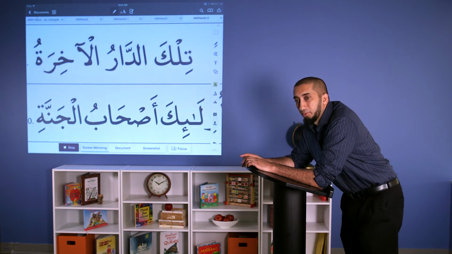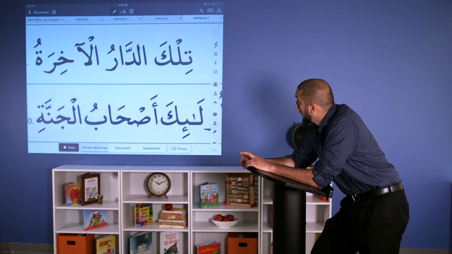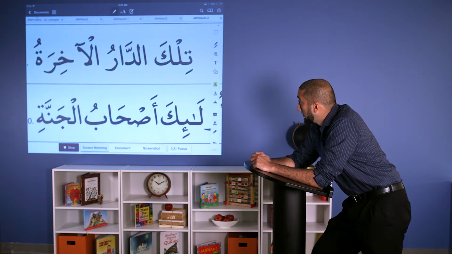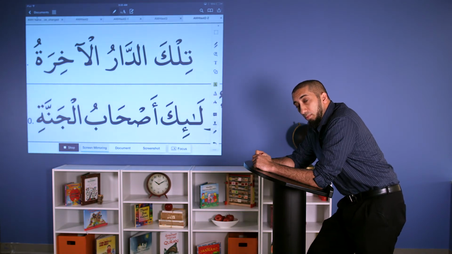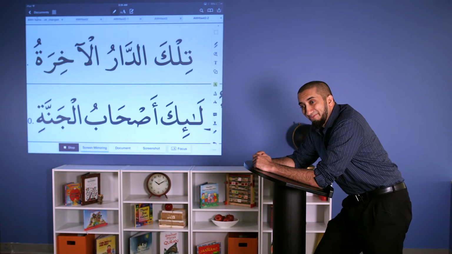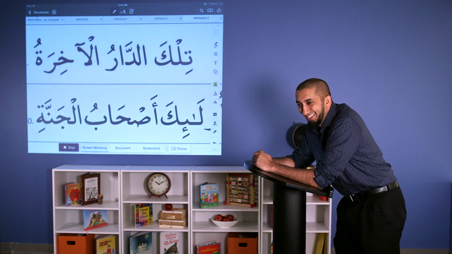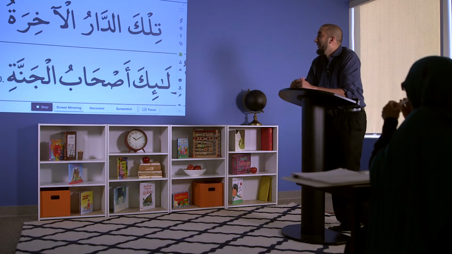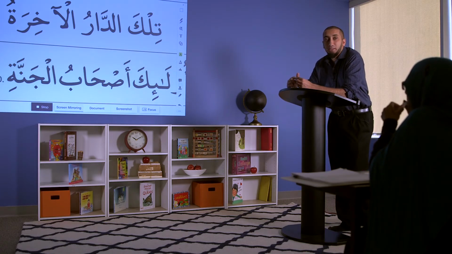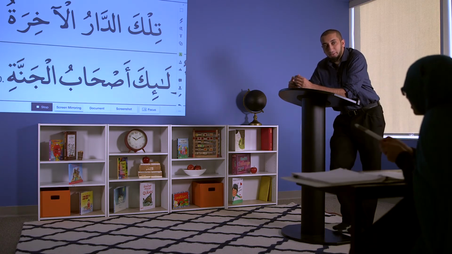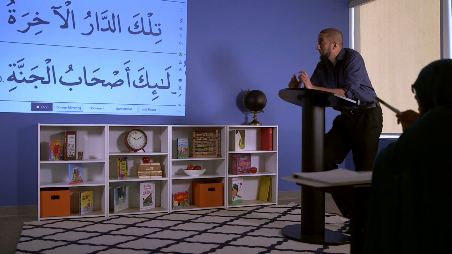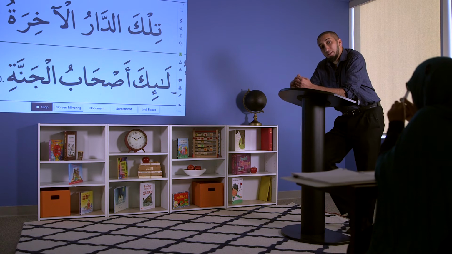Tilka darul akhiratu. How many fragments do you see? This is a hard one. Okay, so ad-daru and al-akhiratu are mawsuf and sifa. But al-akhiratu is feminine. What about dar? It is feminine. Why? Because the Arab said so.